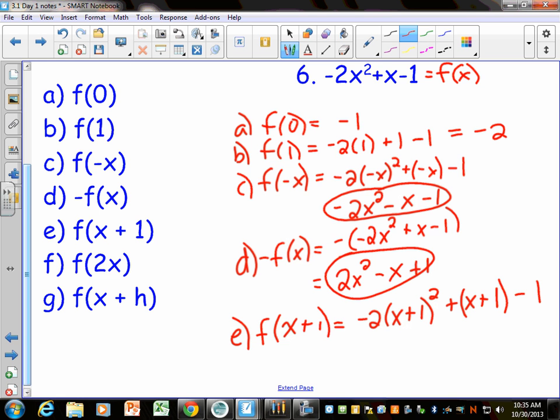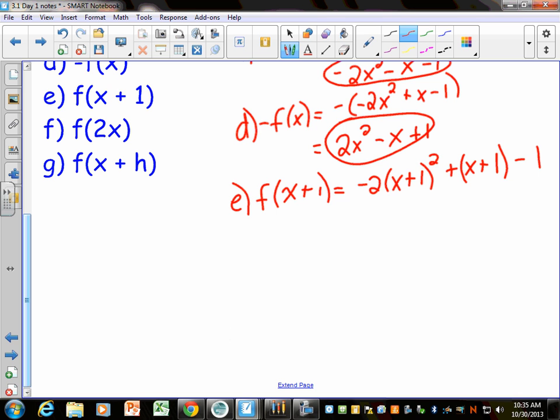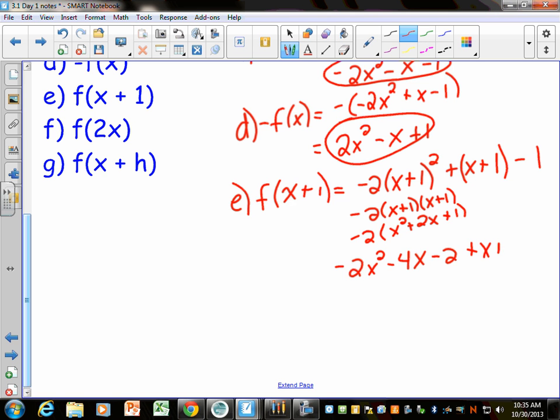So then you have to actually work it out. F is easier than E here, because x plus 1 squared, remember that's not just x squared plus 1. You have to FOIL that out. That's x plus 1 times x plus 1, and times negative 2 in the front. So let's see if we could do that all at once. X times x is x squared, but I'll just show my work here. That would give me x squared plus 2x plus 1. Distribute my negative 2, and I would get negative 2x squared minus 4x minus 2 plus x plus 1 minus 1. And you do need to combine like terms there.